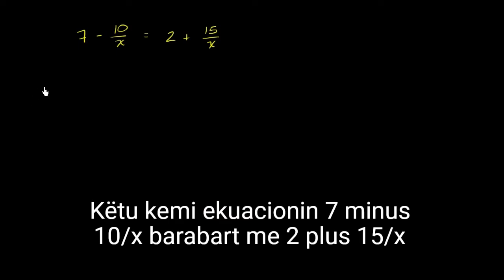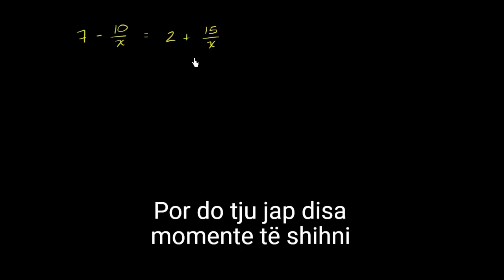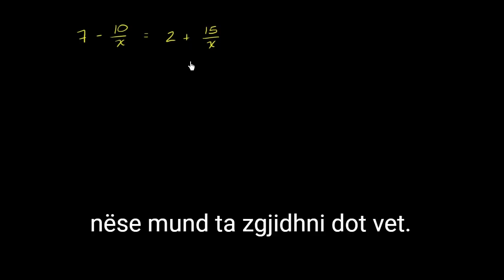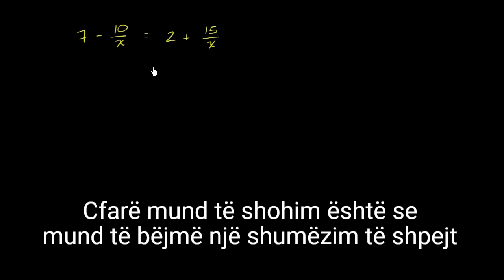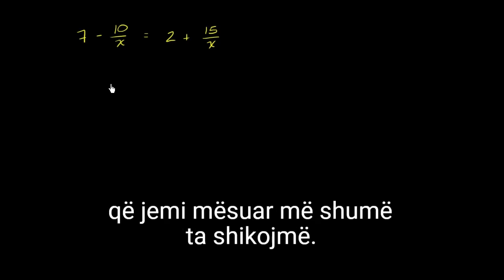So I have the equation 7 minus 10 over x is equal to 2 plus 15 over x. And so this isn't the type of equation that you might think that you're used to solving, but I'll give you a few moments to see if you can solve it on your own. Well, what we'll see is we can do a quick multiplication of both sides to actually simplify this to a form that we are more used to looking at.